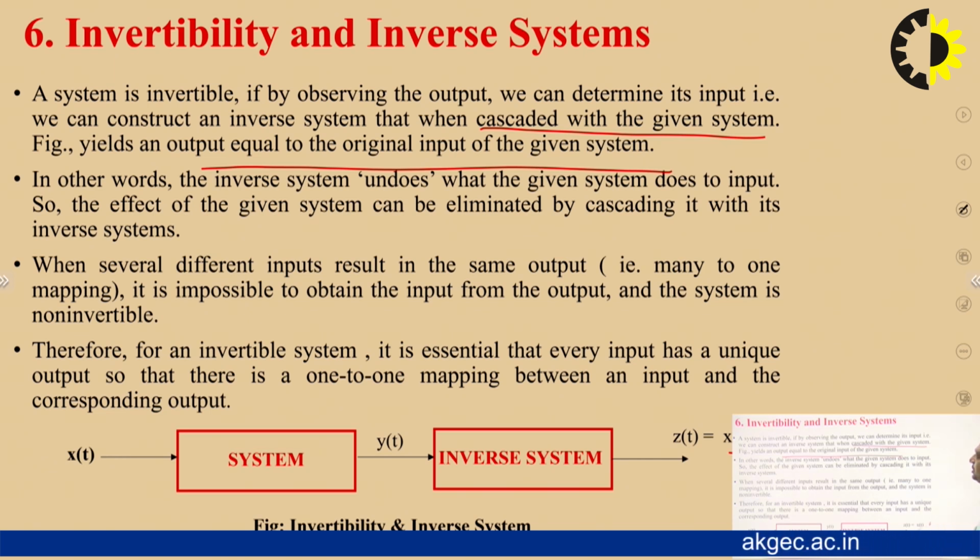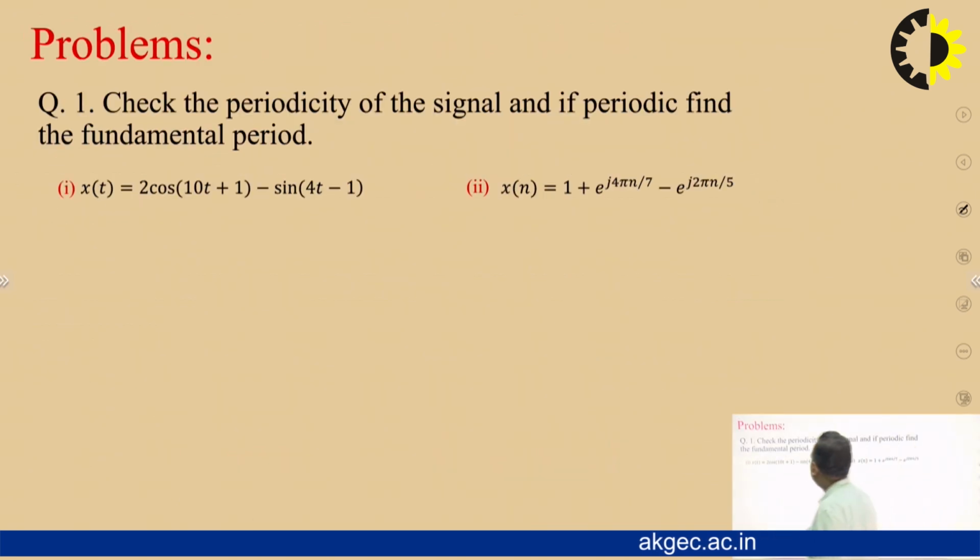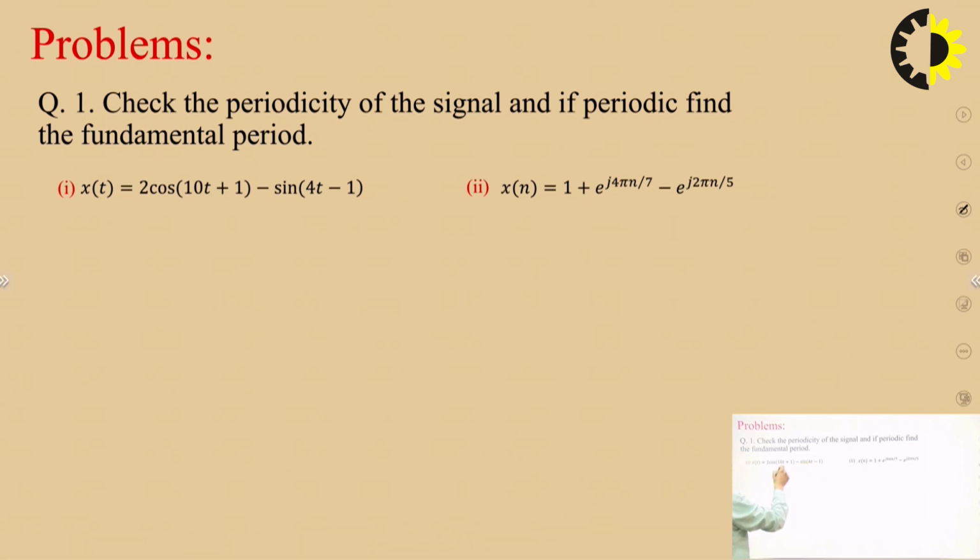This is about the classification of systems. Now we will see problems like periodicity. We have to find out whether the given signal is periodic or not, and if it is periodic, find the fundamental period. Okay, so compare it with x(t) equals a cos(omega 1 t plus 1) minus sin(omega 2 t minus 1). So this is basically omega 1 and this is basically omega 2.